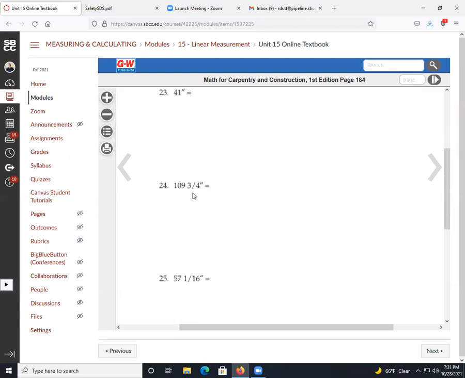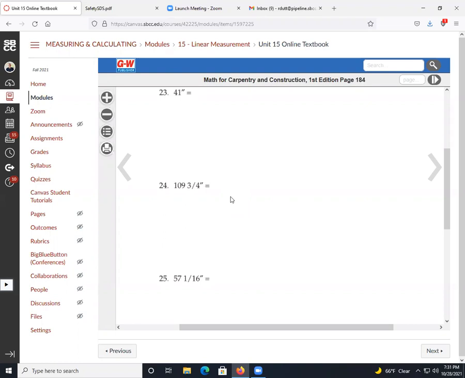So let's skip to 109 3/4 inches. Austin, what's that in feet and inches? 9 feet is 108 inches. So you're going to have 1 inch and 3/4 left over. So 9 feet, 1 3/4. Exactly correct. 9 foot 1 3/4.